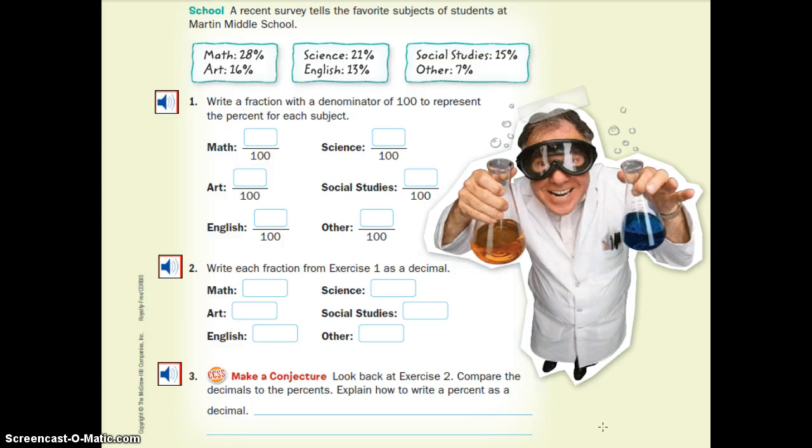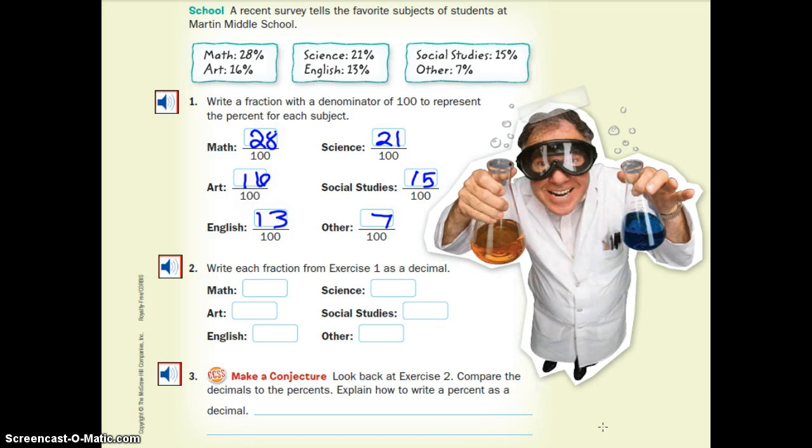Rachel, take it away. Okay, so a recent survey tells the favorite subject of students at Martin Middle School. Write a fraction with a denominator of 100 to represent the percent for each subject. So math would be 28 over 100, science would be 21 over 100, art would be 16 over 100, social studies would be 15 over 100, English would be 13 over 100, and other would be 7 over 100.